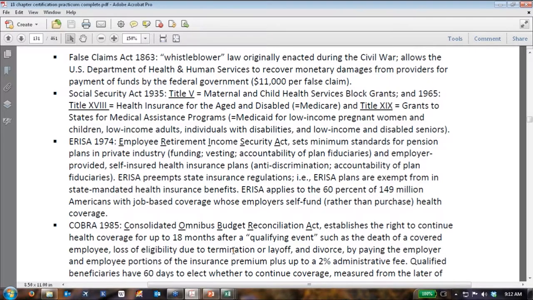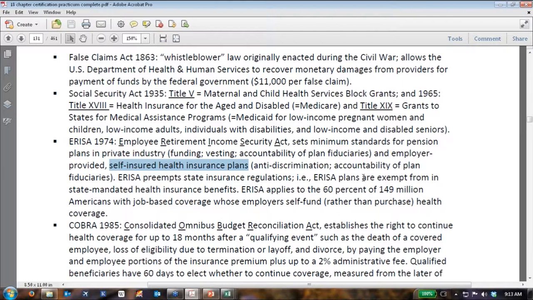How is it important to us in healthcare? It applies to self-insured healthcare plans, which most healthcare plans offered through the workplace are, where organizations self-insure and they have Blue Cross or someone else pay their claims, but the money comes out of their own pockets. So what does ERISA have to say about those kinds of plans?